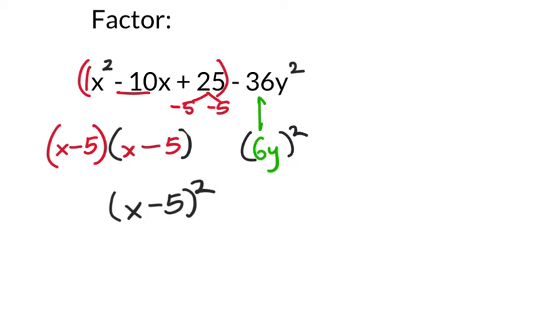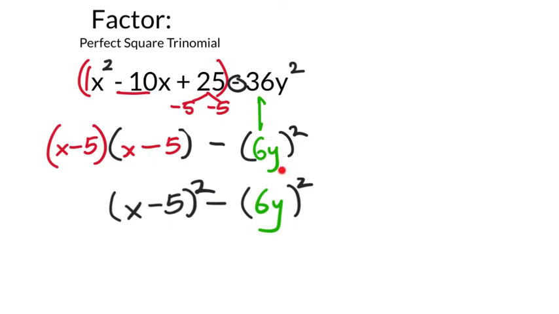Okay, now we still got the 6y squared as well. And then we do have subtraction between these, right? So what I have right here is the difference of squares. So up here at the top, we had a perfect square trinomial. And now right here, we have a difference of squares. So we are expecting two binomials, one with subtraction, one with addition. We just got to figure out what the a and b are, but that's what this is right here.